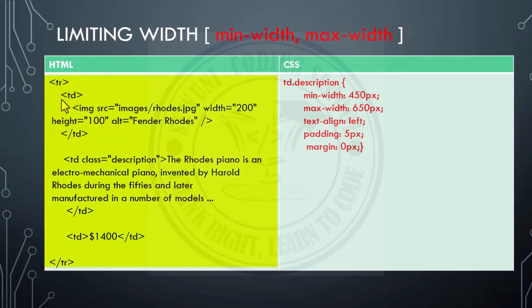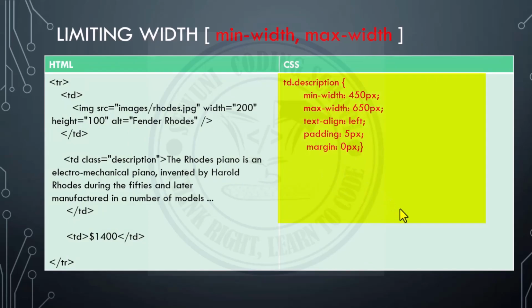There's a table row, there's table data, and this has an image. Apart from the image, it also has a description. It also has another data, which is, let's say, the price. So all these three are on a row. This is in the HTML code, and this is the CSS code as well.